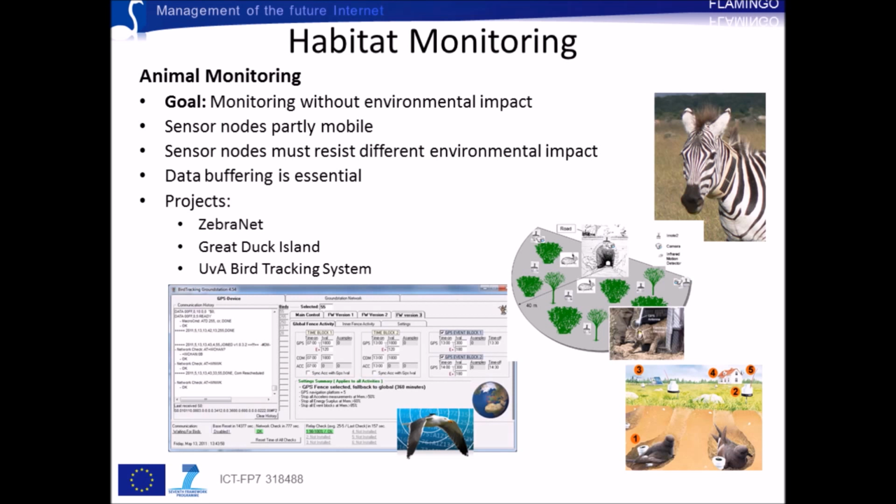Here the sensor nodes are partly mobile. The sensor nodes must resist different environmental impacts, for example, wind, rotation, movement. Because of the mobility of the sensor nodes, the sink might not be in the communication range all the time. Therefore, the data has to be buffered for later communication and transmission to the data sink. Relevant projects in this area are the ZebraNet, the Great Duck Island project and the UVA bird tracking system. We will focus on those in the next slides.